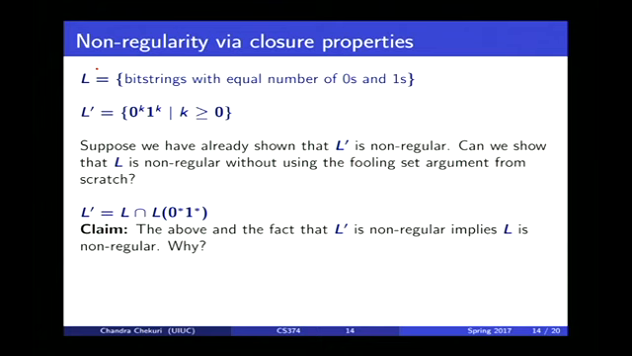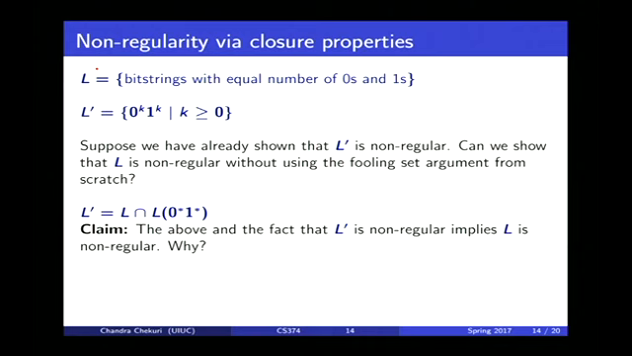Why is that? Proof by contradiction. Suppose L were regular. Then because this language is regular, the intersection also should be regular, right? But that would imply that L prime is regular. But we know L prime is not regular. So what went wrong? It must mean that L is not regular. Okay? That's a simple technique, no?